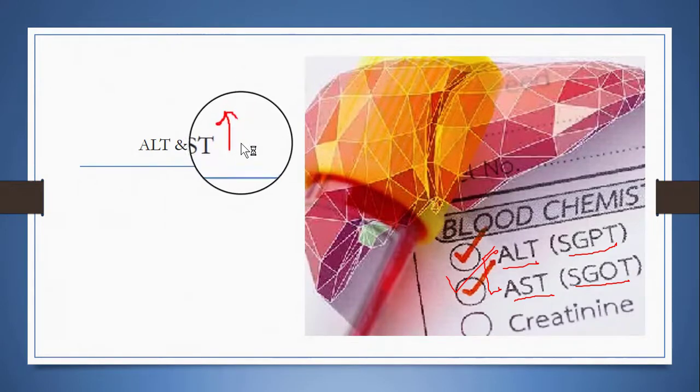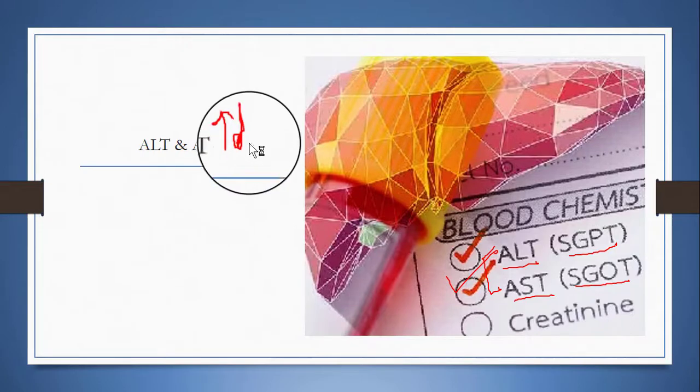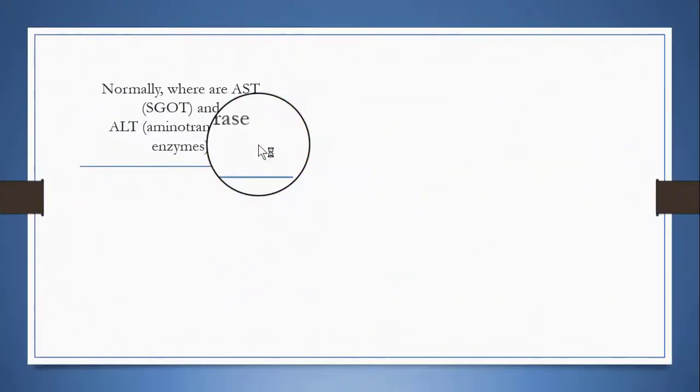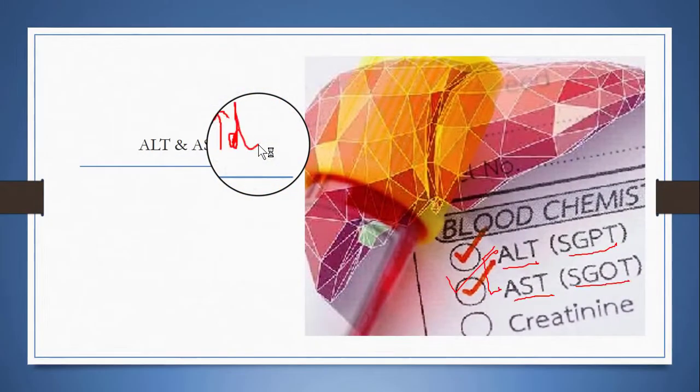The enzyme aspartate aminotransferase is also known as serum glutamic oxaloacetic transaminase, that is SGOT, and ALT, that is alanine aminotransferase, is also known as serum glutamic pyruvic transaminase, that is SGPT. So these are the basic two enzymes that are present within the liver cells.